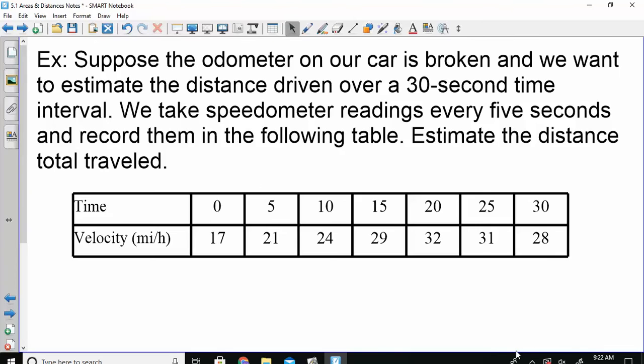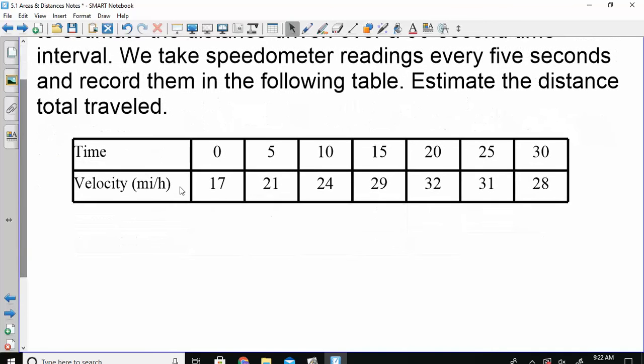So this says, suppose your odometer is broken and you need to estimate the distance that was traveled over a 30-second time interval. So what is done is they take the speed every 5 seconds and record them in the table. And I want to use these speeds to estimate the distance traveled.